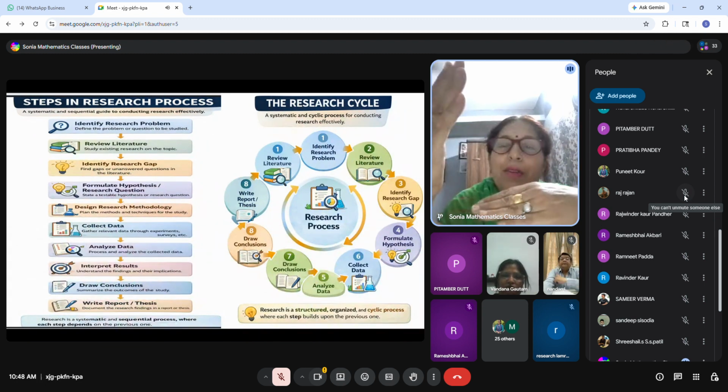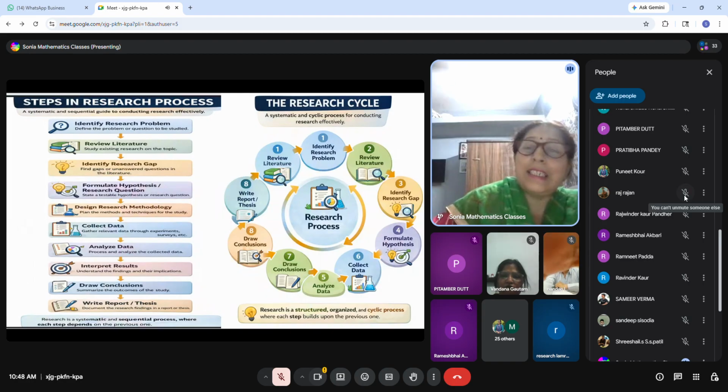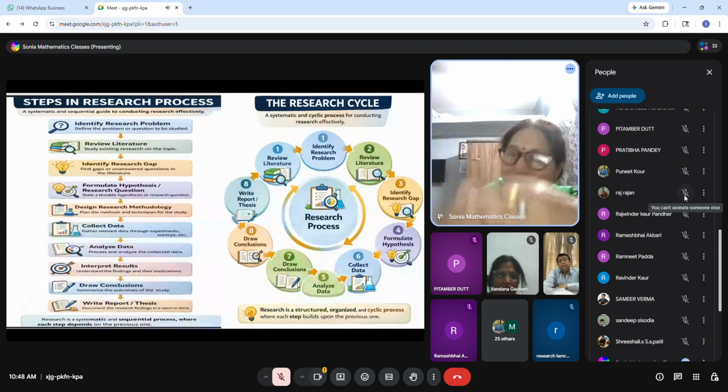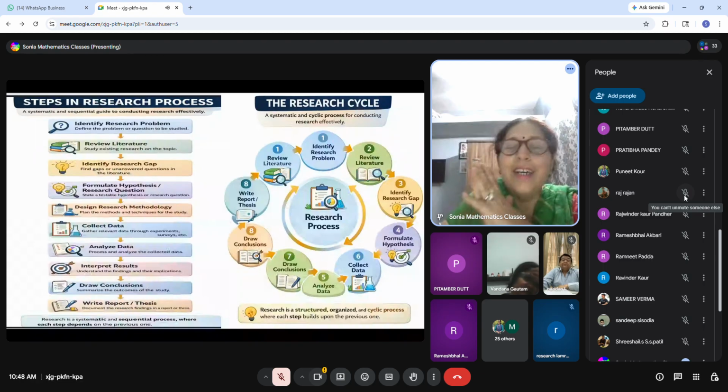Again, we will review the literature. Then again, we will find a new research problem. Then again, we will review the literature and identify another research gap. We'll formulate the hypothesis again, collect data, and analyze the data. Then again, we will find the conclusions and write a new report.